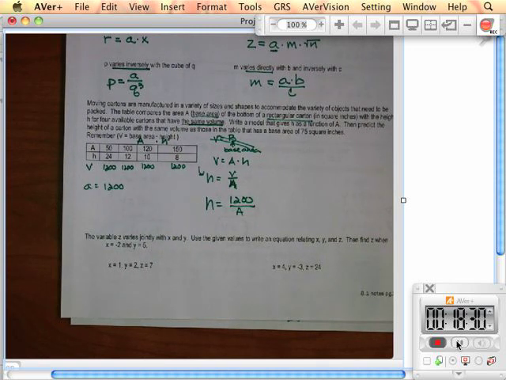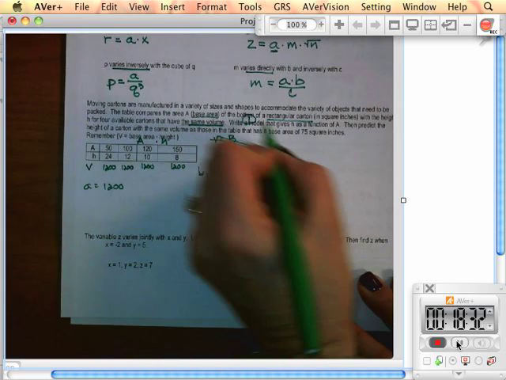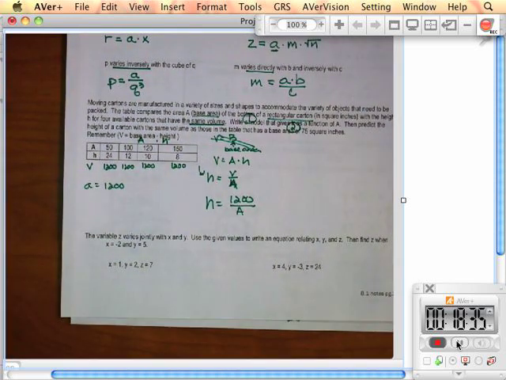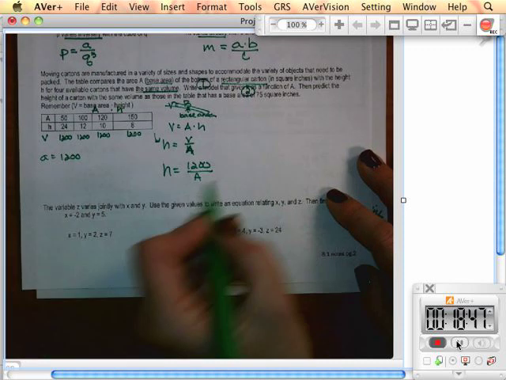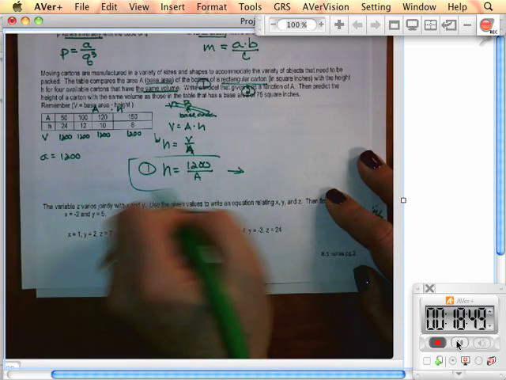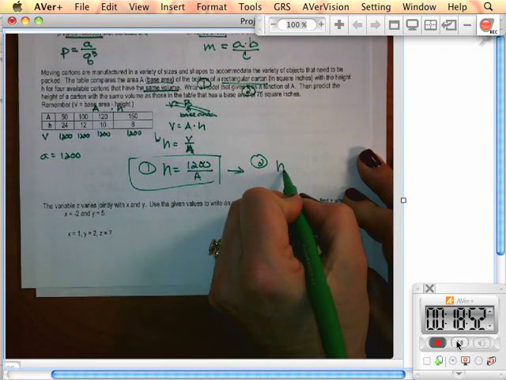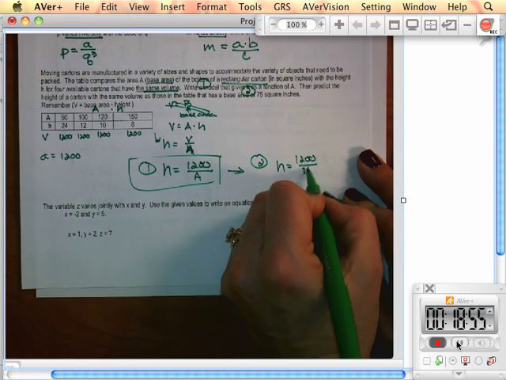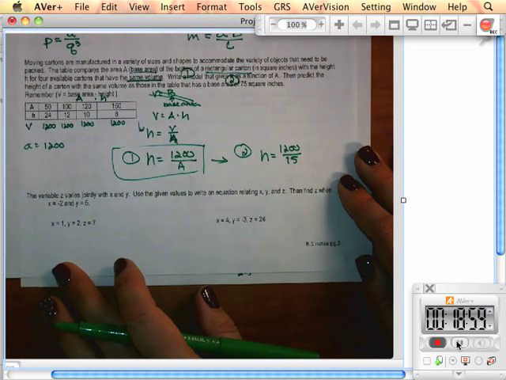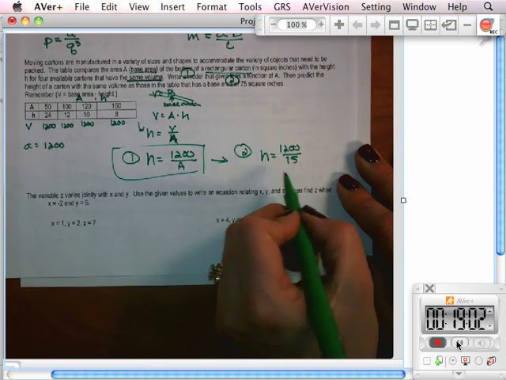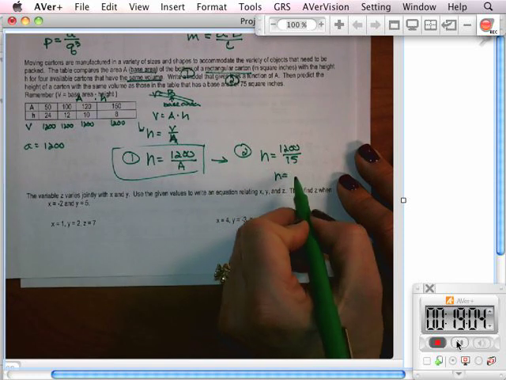Now the last part I have to do is what? I had to do two things. I had to do this and I had to do this. What's the last part I had to do? Predict the height with a base area of 75. So how do I do that? This is part one. Part two would be H equals 1,200 divided by 75. That's the base area they gave me. And H equals, what is it, 16?